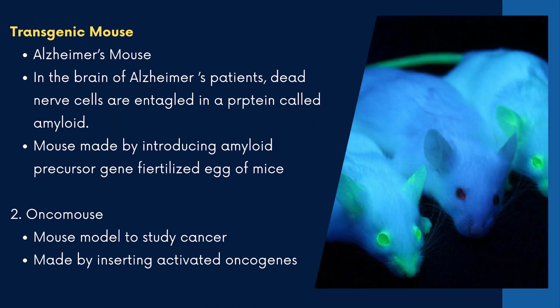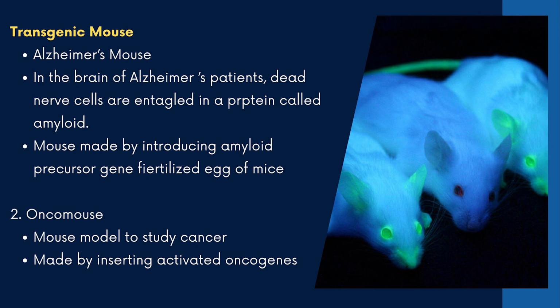Genetically modified freshwater zebrafish or Danio rerio is produced by integrating a fluorescent protein gene from jellyfish into the embryo of fish. You can see here the different fluorescent colors, red fluorescent color, green fluorescent color and yellow fluorescent fish here, that is transgenic fish. Then the transgenic mouse, the Alzheimer mouse.